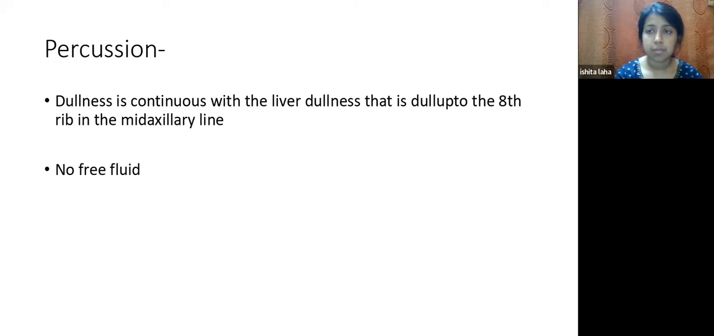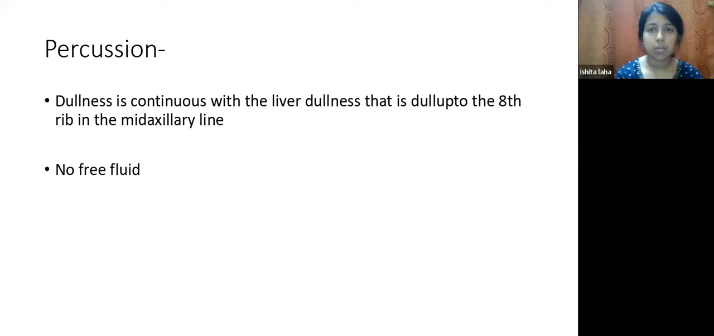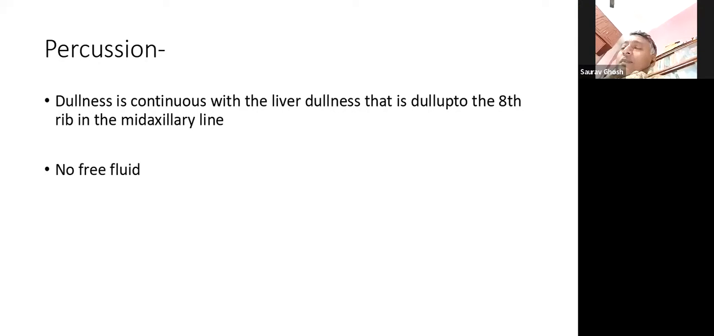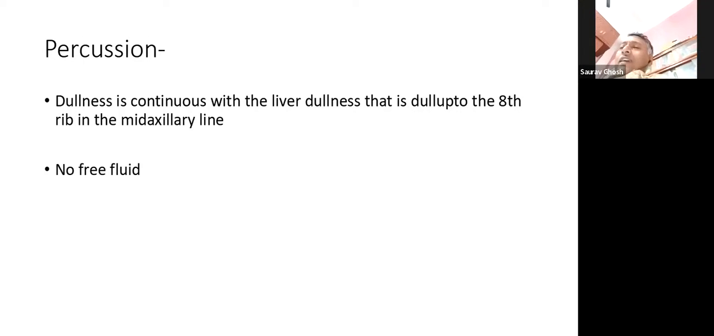Is it normal that we would get it up to the 8th rib in the mid-clavicular line? What is the normal upper border of liver dullness? When you normally describe the upper border of liver dullness, where do you do it? In the axillary, mid-axillary, or the mid-clavicular line? The mid-clavicular line. Why did you suddenly say mid-axillary line?